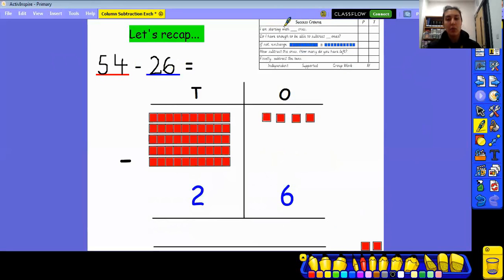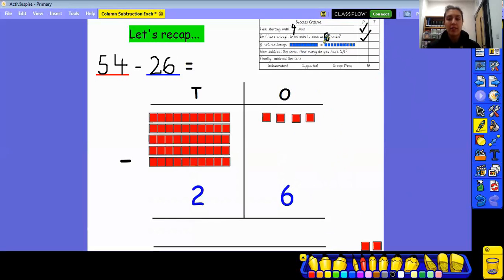I am starting with 4 ones. Do I have enough to be able to subtract 6 ones? No, I don't, because 4 is much smaller than 6. So I don't have enough here to be able to take away those 6 ones. So I need to get myself some more ones from somewhere.